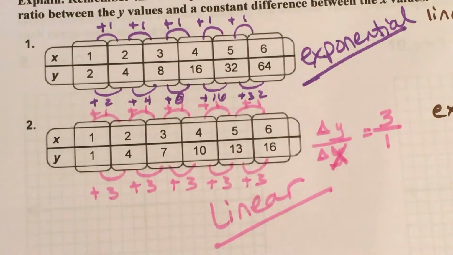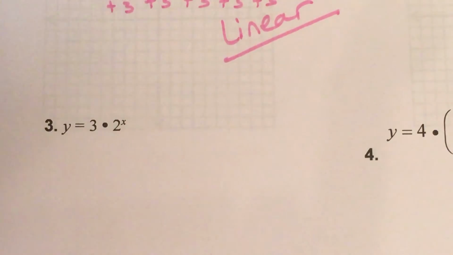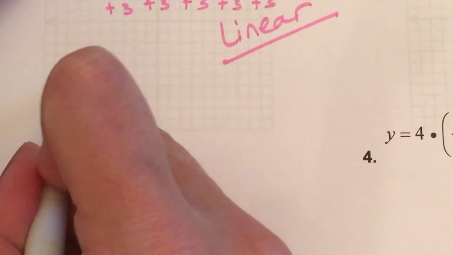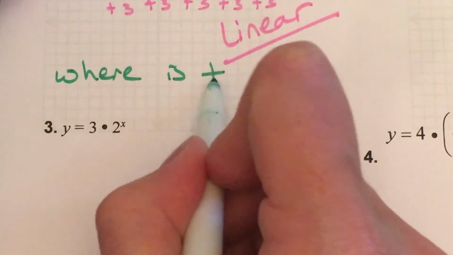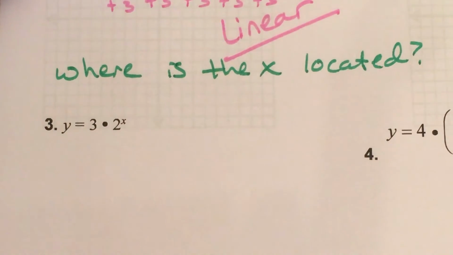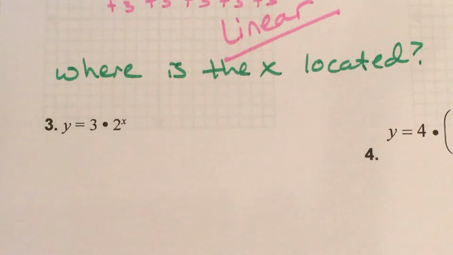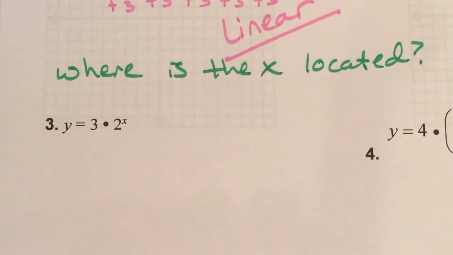So let's look at it from the equation standpoint. When looking at an equation, your big question is, where is the x located? Let's write that down. If it's anywhere other than y equals mx plus b, then it's not linear. If that x is up in an exponent at all, it's exponential. I mean, that's what it is.